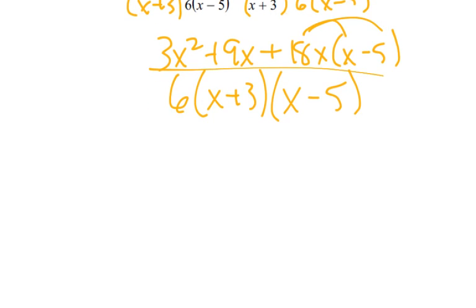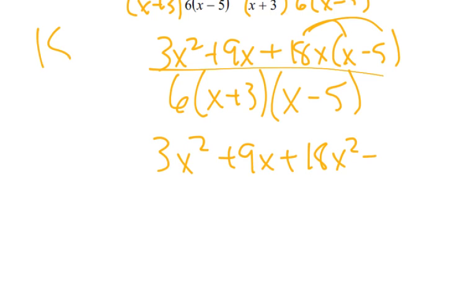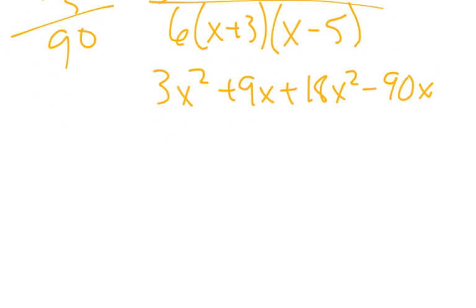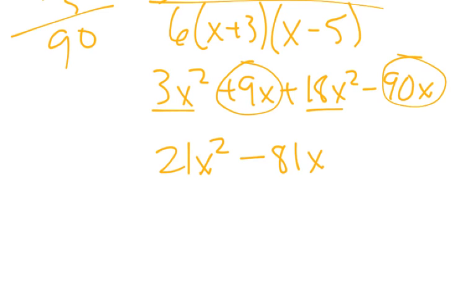distribute that through. So we'd get 3x squared plus 9x plus 18x squared minus 18 times 5 is 90 minus 90x. Then combine those like terms. So 21x squared minus 81x, because positive 9x, negative 90. Okay, all of that over 6, x plus 3, x minus 5.